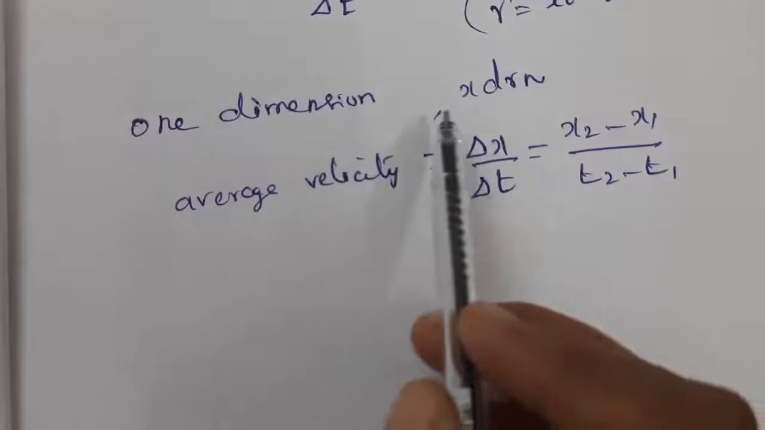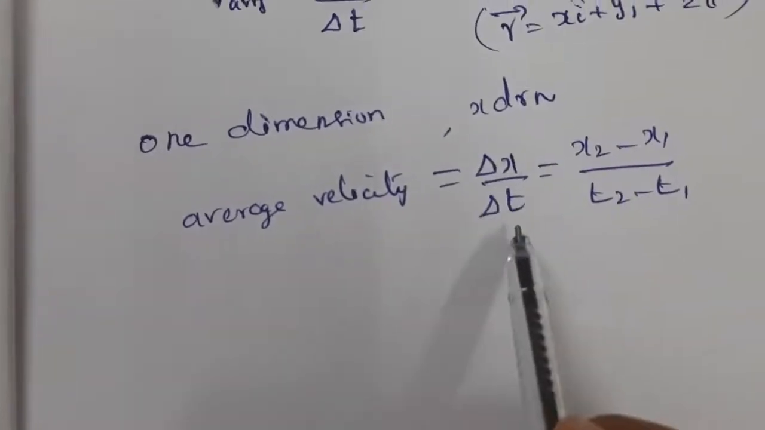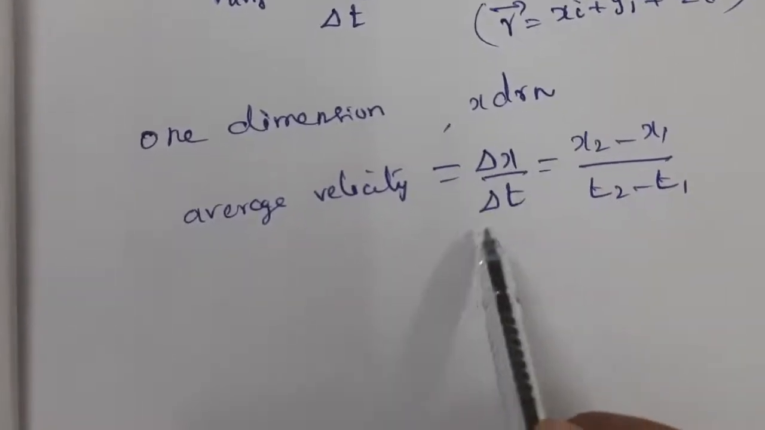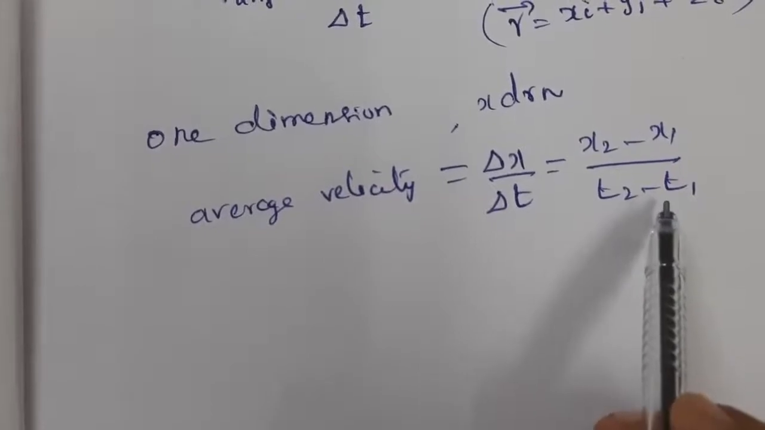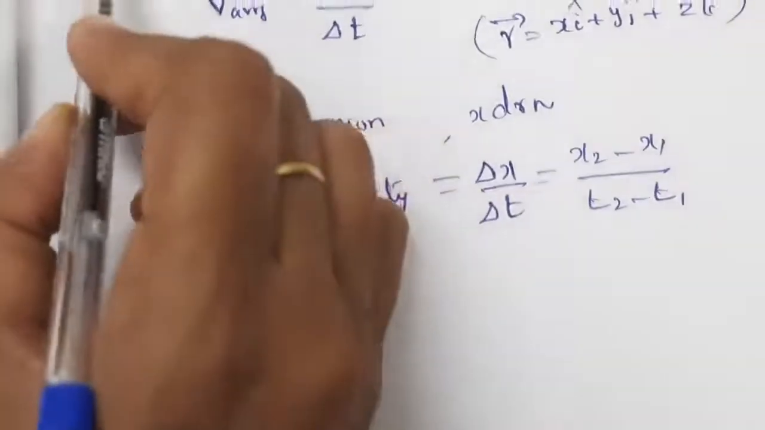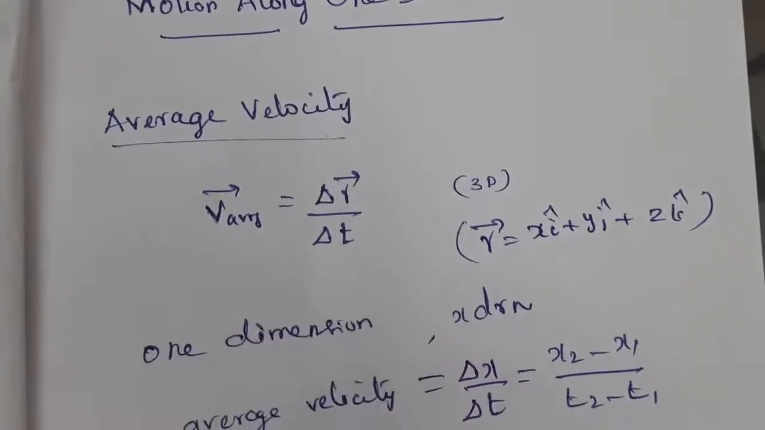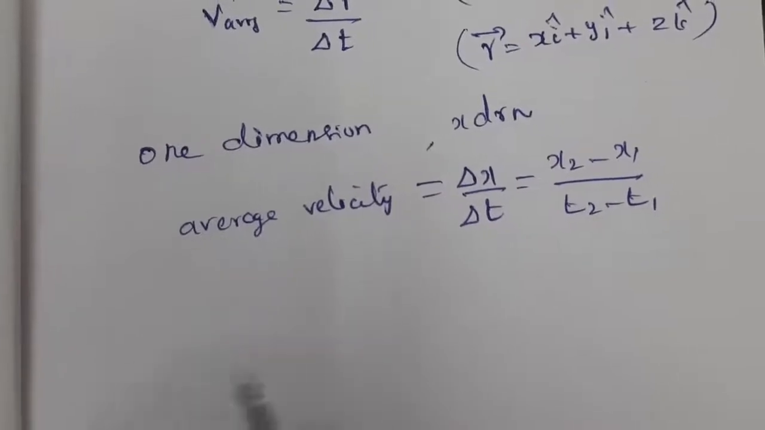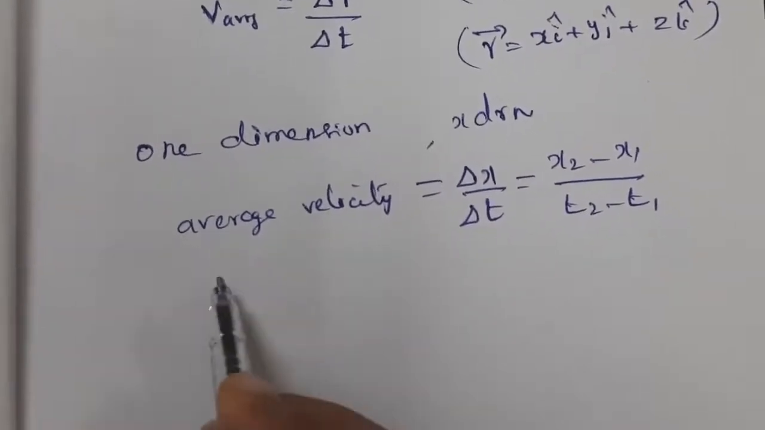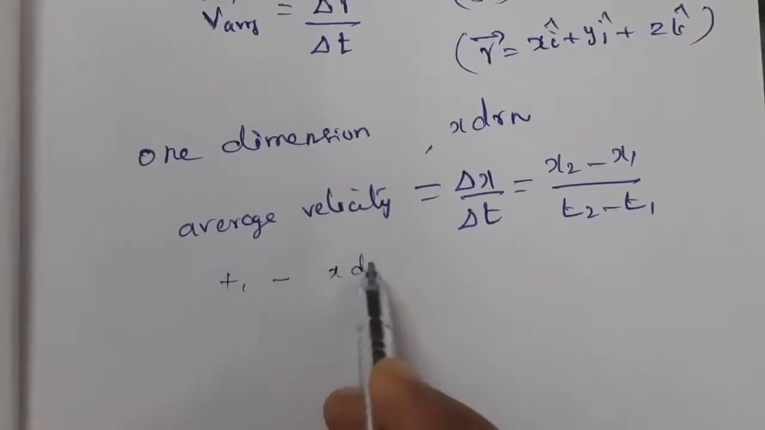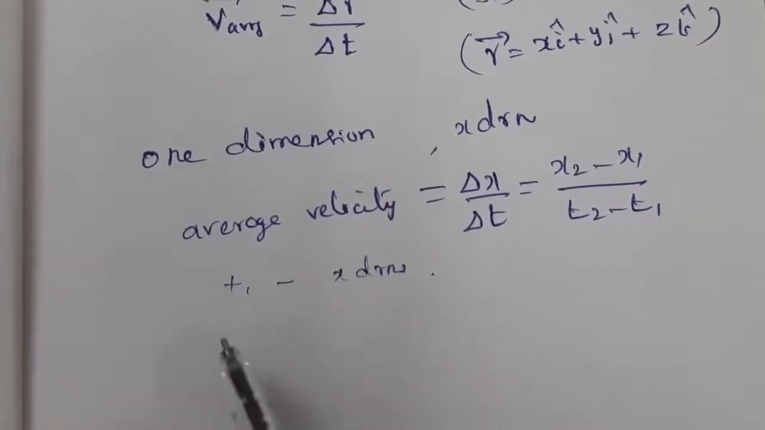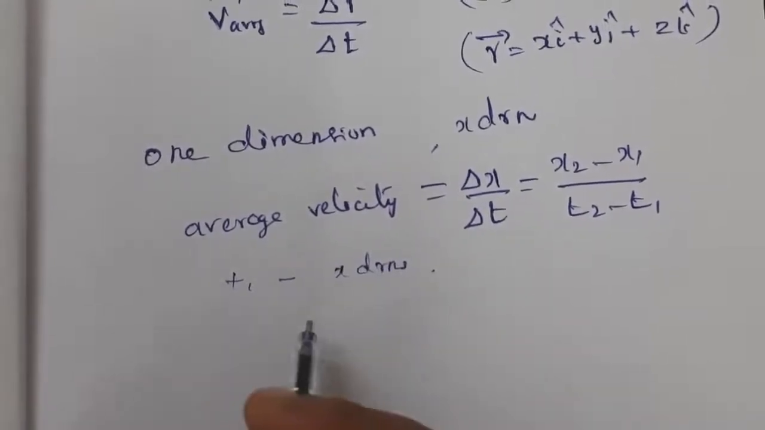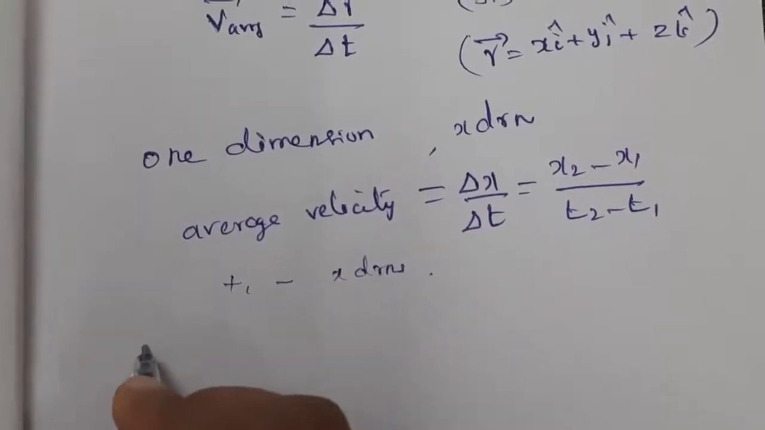In case the particle is moving in the y direction, we can write delta y by delta t equal to y2 minus y1 by t2 minus t1. Or z direction means delta z by delta t, z2 minus z1 by t2 minus t1. So this is average velocity in one dimension. But in one dimension we have two directions, positive and negative x directions. Here we use positive and negative signs to denote the directions. Now, instantaneous velocity.